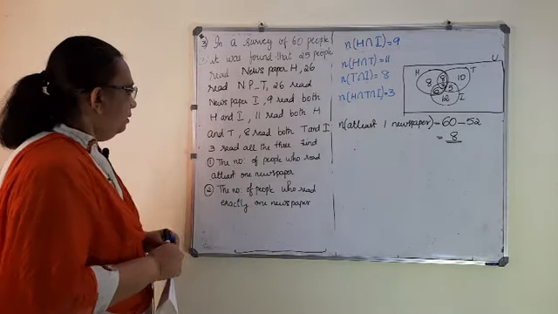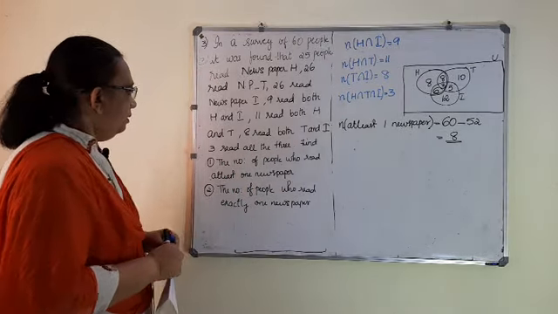So 600 minus N of T. What is N of T? 150 plus N of C 225 minus N of T intersection C is equal to 100, which is equal to 600 minus 150 plus 125. That is 600 minus 275, and that is equal to 325.